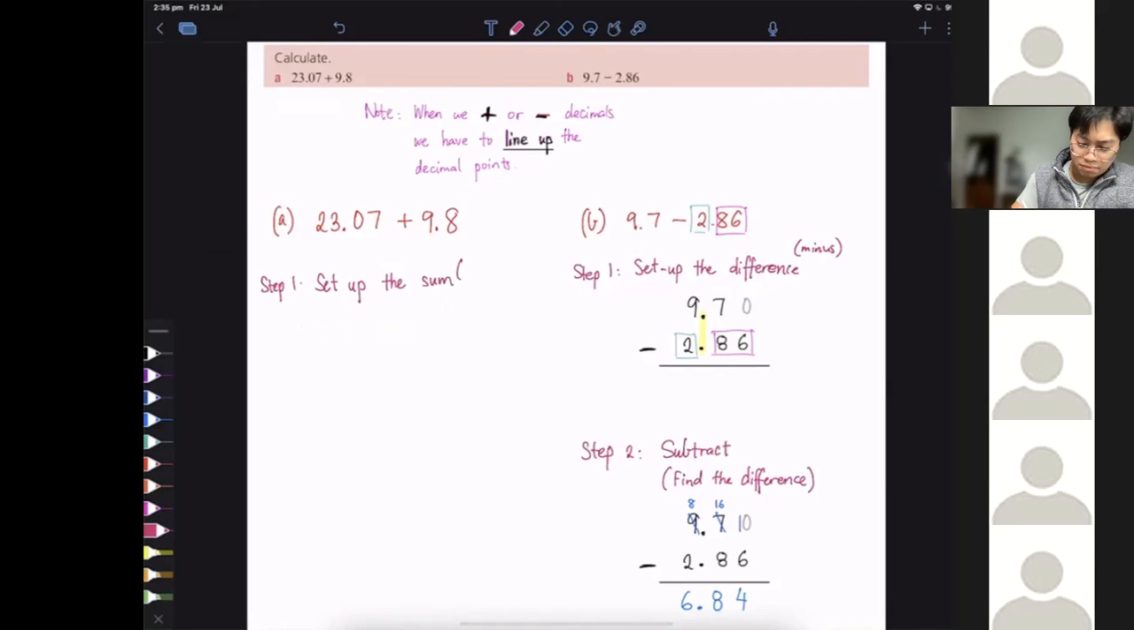But you don't say set up the adding, or set up the addition. You say set up the sum. It sounds better. It's better words, okay? So we've got 23.07. The first thing we need to do is put the decimal point underneath. Then we figure out what's on the left of it. We've got a 9, so put a 9. And on the right, we have an 8. So we put an 8 on the right of the decimal place there.